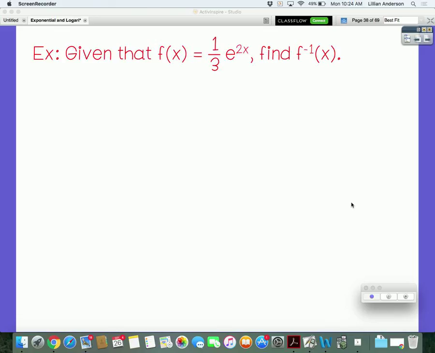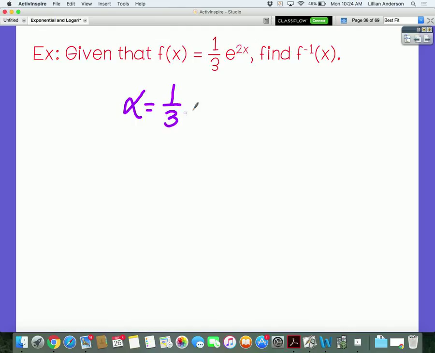Alright, so for this problem, we are going to find the inverse of this function. Just like before, remember when you're doing inverses, you switch your x and your y, and then you solve for y. Now the one thing you have to realize is that y is in the exponent, and we also have a base of e, which means that to the inverse, we're going to end up doing the natural log.